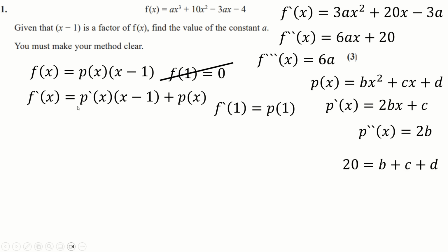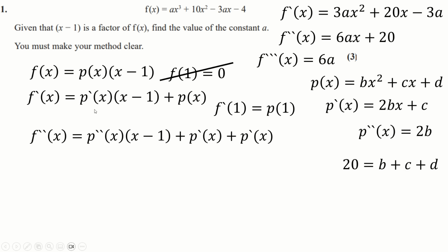We're going to differentiate this again because this is clearly not enough information to answer the question. So let's differentiate this again, use more product rule, differentiate that one, leave that one alone, differentiate this one, leave that one alone, and then differentiate this one. These two can come together. And now, again, just put in 1 into this. This cancels, this goes away. So you get f double dashed of 1 equals 2 lots of p dashed of 1, which we can plug into these things here. So putting 1 here, you get 6a plus 20. Put in 1 there, you get 2b plus c, times by 2 is 4b plus 2c. So that's good.